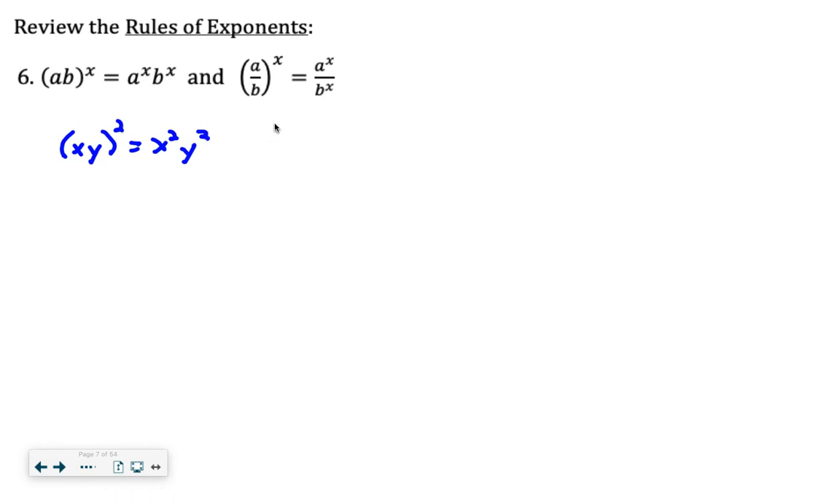Or if I've got x over y to the third power, that would just be x to the third over y to the third. Now, note this does not work if I'm adding or subtracting, right? This only works because this would be xy times xy. If I've got x plus y to the second power, remember that's where we have to multiply this out.